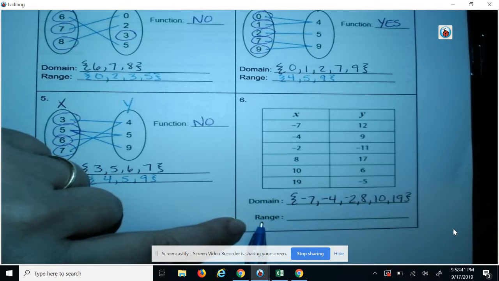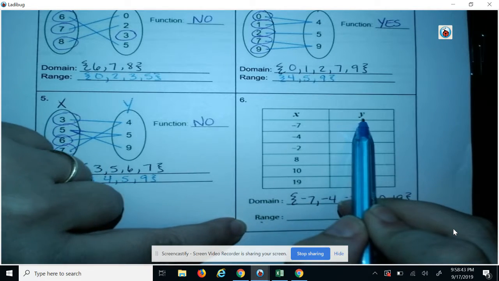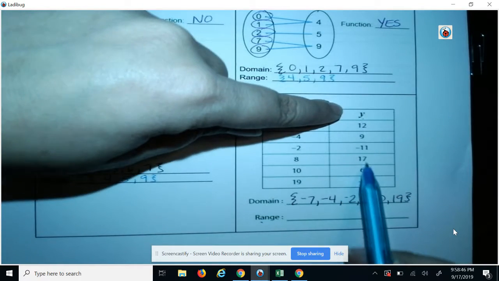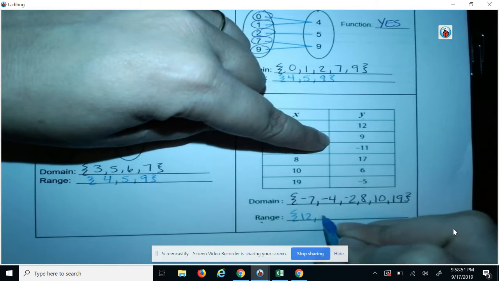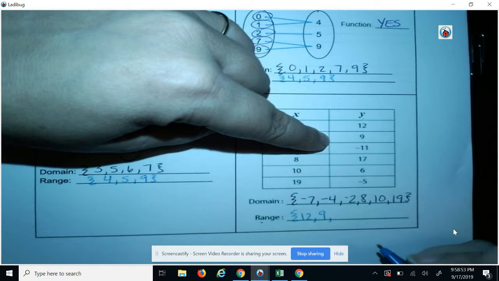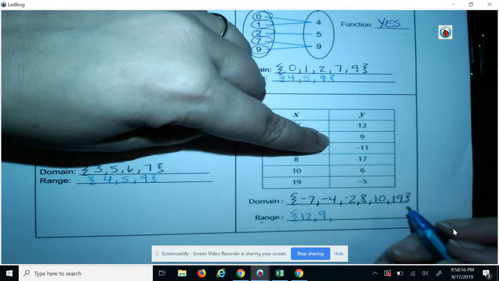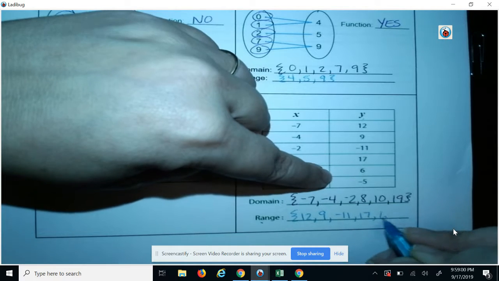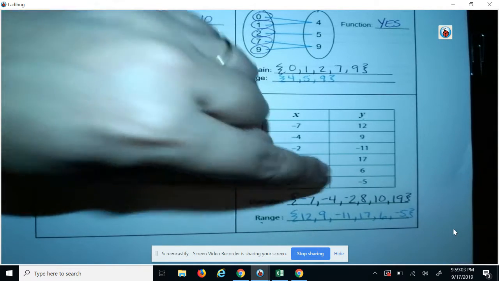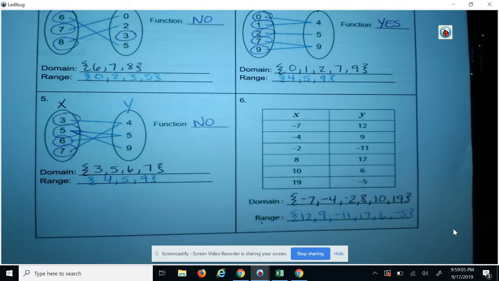And my range, remember range meant Y. It's already labeled for you, and we're just going to list everything in that Y column. 12, 9. Just remember, if you come across a repeating number, we only want to do it one time. -11, 17, 6, and -5. Nothing repeated there, so I just listed them all. All right, so far, easy. All right, so here's the challenging part. Go ahead and flip your paper.